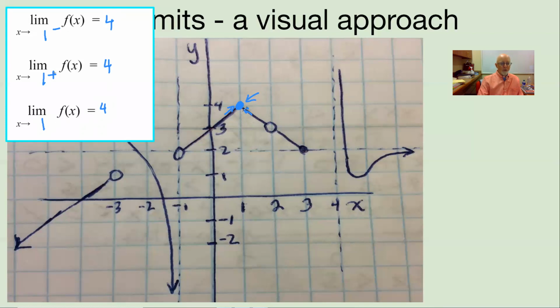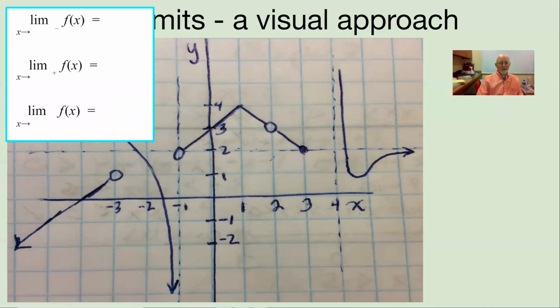If this was an open circle, these answers would all be the same. But in this case, f of 1 also happens to equal 4, so it's not an open circle at all. This idea of what a function value is is very different to the ideas here about the function value approaching, even though in this case, everything's the same.